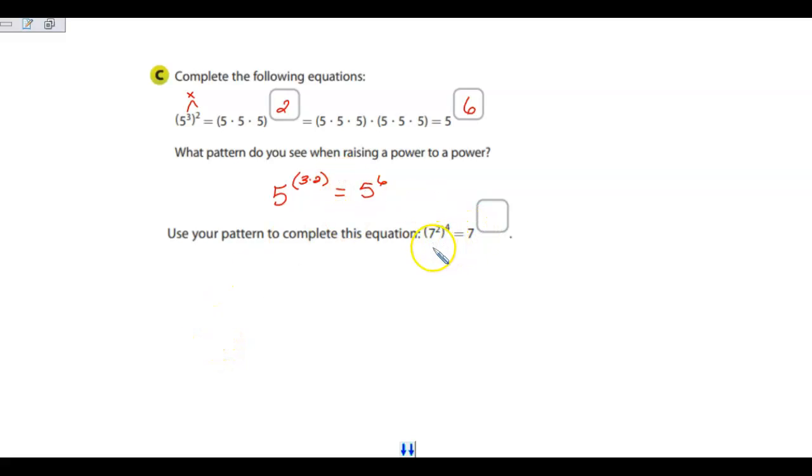Using that pattern, what would be the solution for this? 7 to the 2nd power to the 4th power. I would take 7 to the 2 times 4 power, which is 8th power.